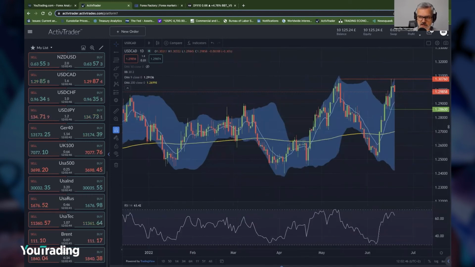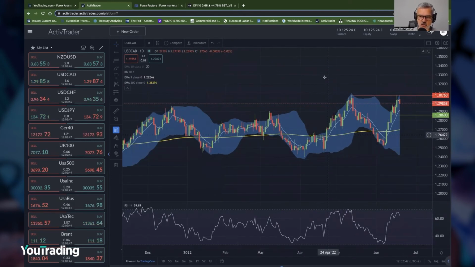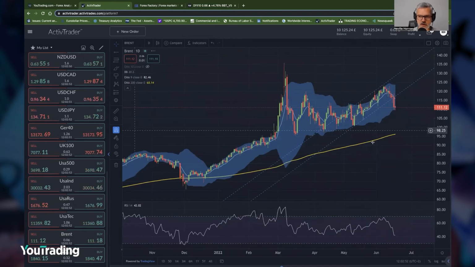And then we're looking for a continuation to the upside. Now, for that to happen, we need energy prices to come down. And if we look at Brent, we have broken out of this rising channel, looking again for those to come lower down towards the 95 and this 200-period moving average.